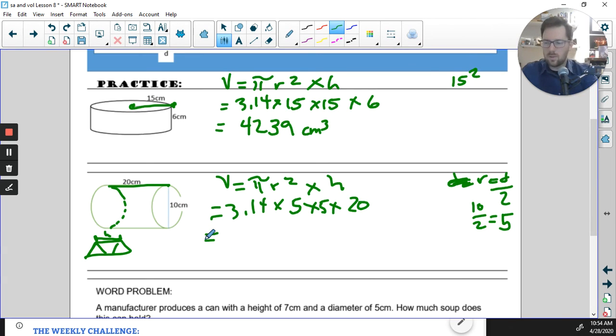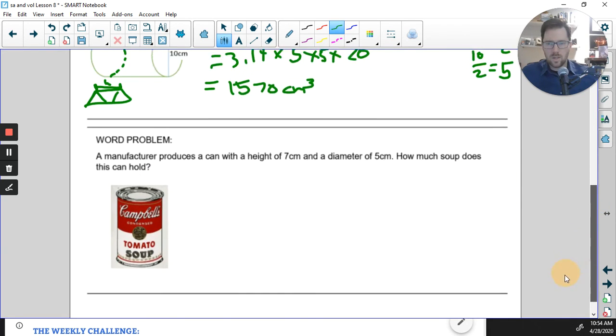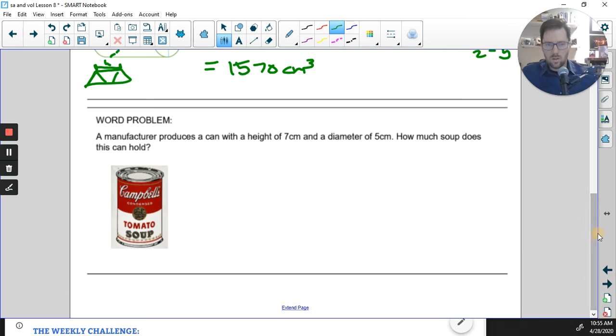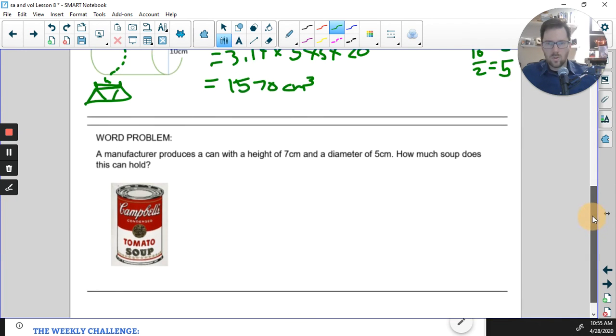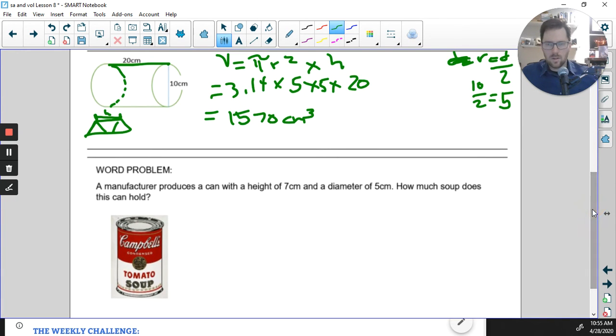Okay, again, into our devices. 3.14 times 5 times 5 times 20 equals 1,570 centimeters cubed. Okay, let's roll down and look at this one. Okay, so switch that to the wrong side. That's okay. So looking at this one, I'll leave that here.